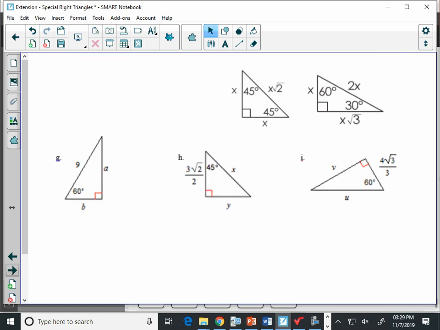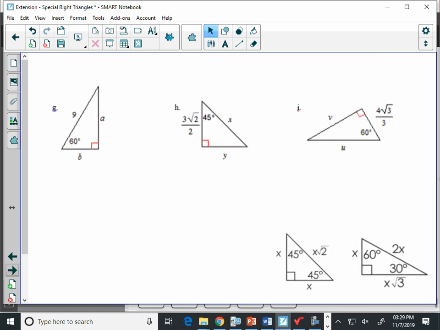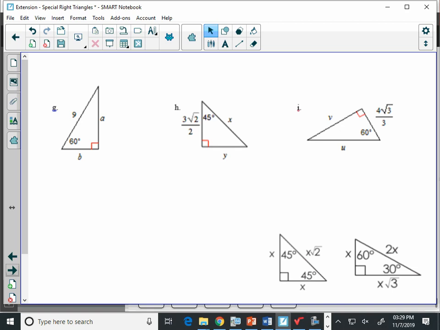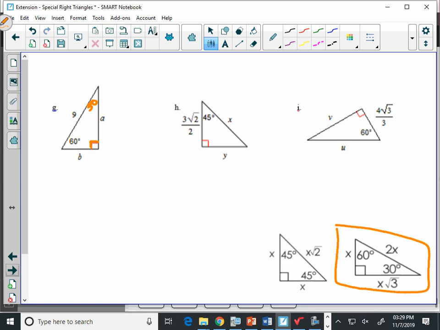We take a look at these last examples. It's more jumbled this time around. Again, I know this is the 30, 60, 90 because we have a right angle, 30 degrees. I'm given the hypotenuse, so I'm going to use this triangle down below. To go from hypotenuse to short, we have to cancel out that 2, so we divide by 2. So I do 9 divided by 2, which is 4.5. So my short leg across from the 30 is 4.5.